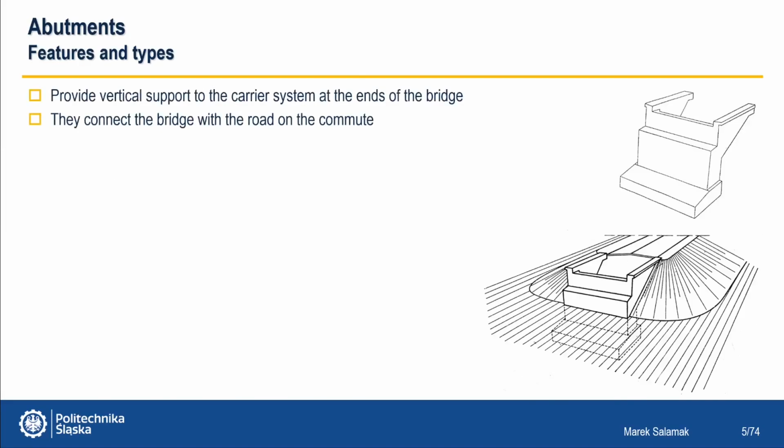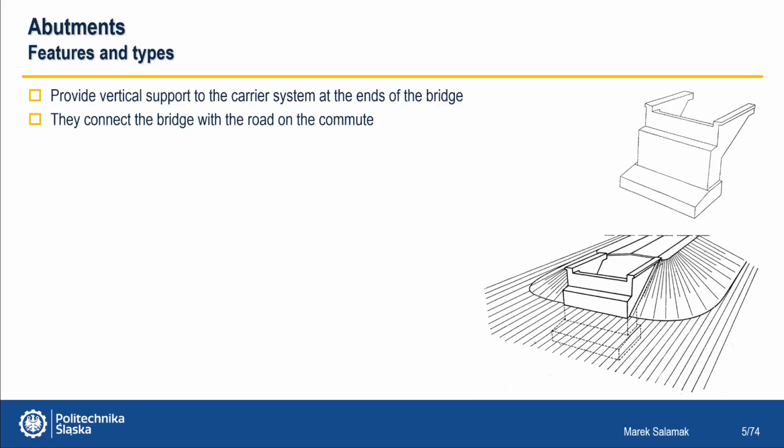How much remains visible can be seen on these axonometries. Abutments ensure vertical support of the load-bearing structure at both ends of the bridge. They connect the bridge with the access road.